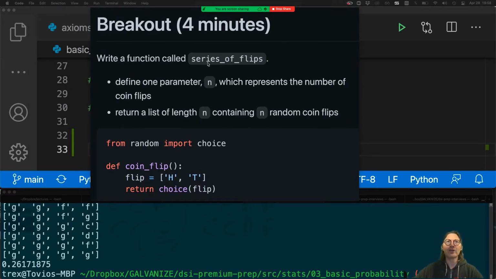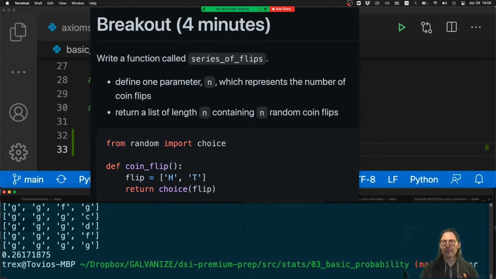So write a function called series of flips. Series of flips will have one parameter, n. n represents the number of coin flips. And you're going to return a list of length n containing n random coin flips. So I provided you a function that does a single coin flip. You're going to return a list that contains the results of n coin flips. So I'm going to put 5 minutes on the timer. And yeah, try to code that function, series of flips.